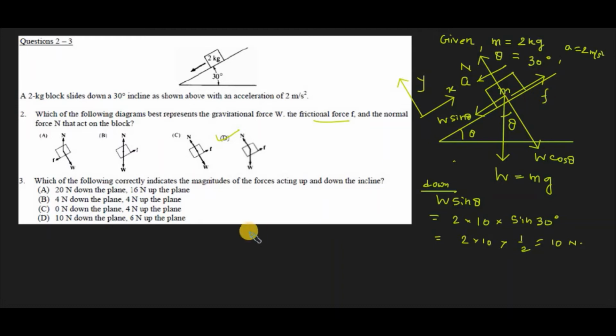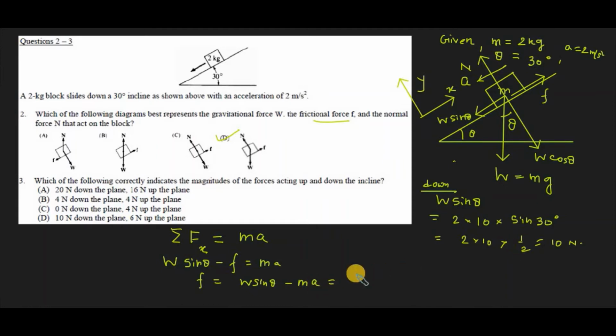In that case, we can consider Newton's second law of motion. According to Newton's second law, the net force along the x direction, parallel to the inclined surface, should be mass times acceleration. Now, as the object is moving in the downward direction, the downward force will be higher compared to the frictional force. So the net force we can write as w sine theta minus the frictional force, equal to mass times acceleration, which means the frictional force F equals w sine theta minus ma.